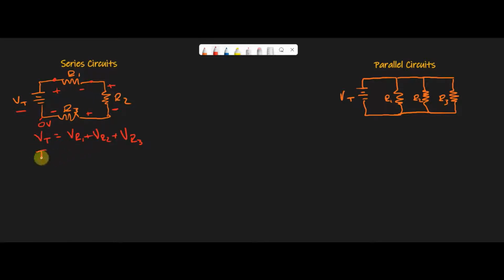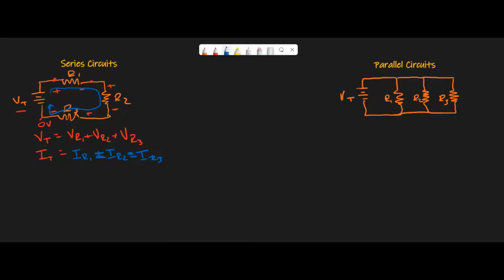Current is a little bit different. Your total current in a series circuit never changes. So whatever total current you have, whatever current you're drawing, is the same current through each one of these loads. So the current in R1 is equal to the current in R2, and that's equal to the current in R3. That's an equal sign.